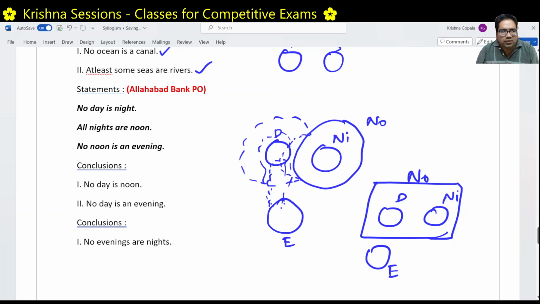No noon is evening. In this case, no day is noon, which is not possible, right? We are able to draw this diagram where all days are noons actually. In this diagram, all days are noons. Forget about not even a single day, we can even draw a diagram where there is a possibility that all days can also become noons. So this statement is wrong.